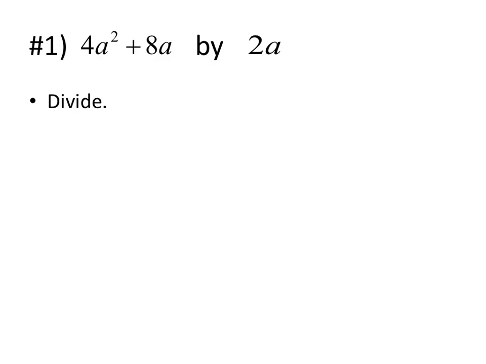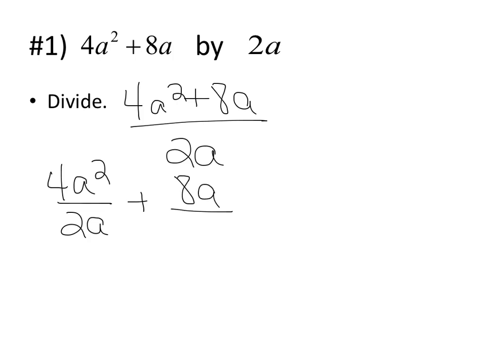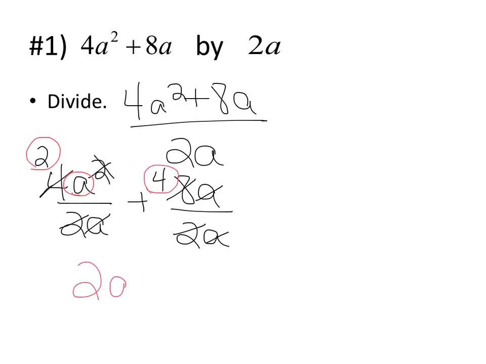Alright, so first they just want you to divide 4a squared plus 8a by 2a. So this is one of those where you're just dividing by a monomial. So you can just break it up: 4a squared over 2a plus 8a over 2a, and see what cancels. So 4 divided by 2 is 2. 1a down here cancels 1a up here. 8 divided by 2 is 4, and both of these a's actually cancel. So then I like to circle what's left.